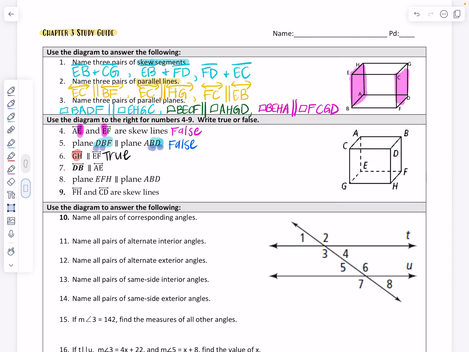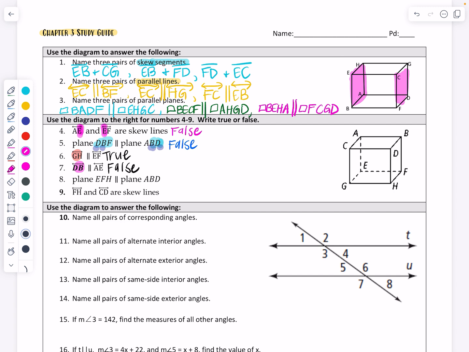All right, they do that again with another set of lines. DB, so that is happening here. Is that parallel to AE? So here's AE. So no, they do not cross, but they're not on the same plane. They're facing different directions. So those are not parallel. Those are actually going to be skew. So we're going to say false. Those are not parallel.